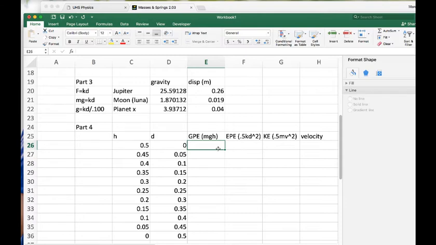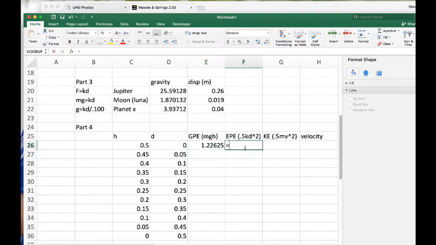Okay, so what's the gravitational potential energy at the top? Well, it'd be equals the mass, and what are we putting on here? We're putting on a 250, so 0.25 times gravity, which is 9.81, times the height, which was right here. Hit return, and that is the total gravitational potential energy. Okay, what's elastic potential energy?